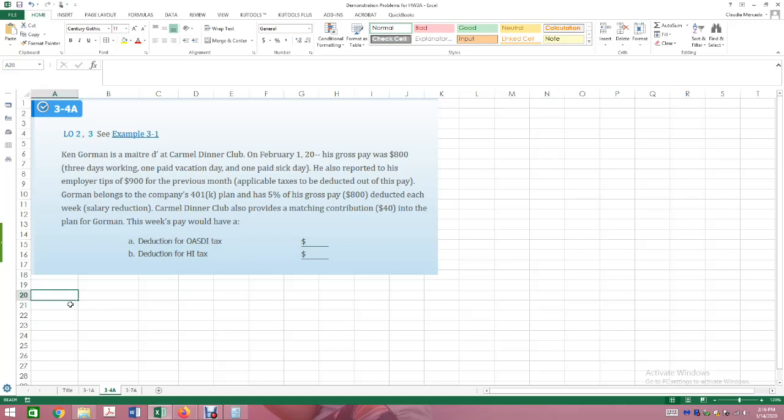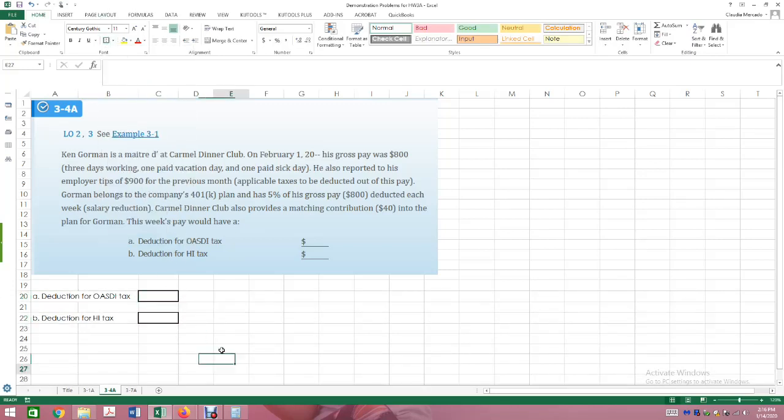So let me put it down here. Deduction for OASDI tax, and then deduction for HI tax. So we need to figure out how much we are going to deduct. I'm going to start off by saying that this problem gives you a lot of information that you don't need or care for, but they're doing it to confuse you. You have to analyze the information and gather the data that you need.